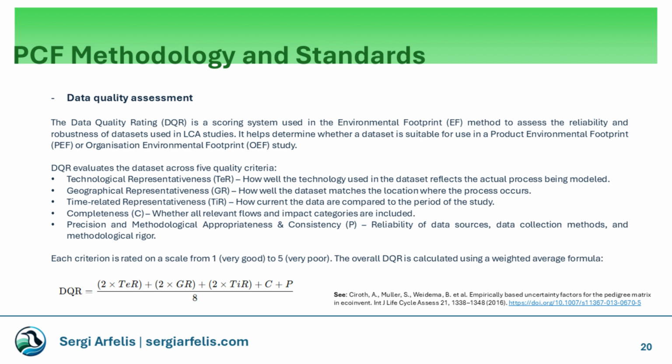methodology is. Each criterion is rated from 1, meaning very good, to 5, meaning very poor. The overall DQR is calculated using a weighted formula, giving more weight to the first 3 criteria. A lower DQR score means higher data quality and more reliable results. By using the DQR system, you can transparently assess, track, and improve the quality of your data, making your product carbon footprint calculations more credible and robust.